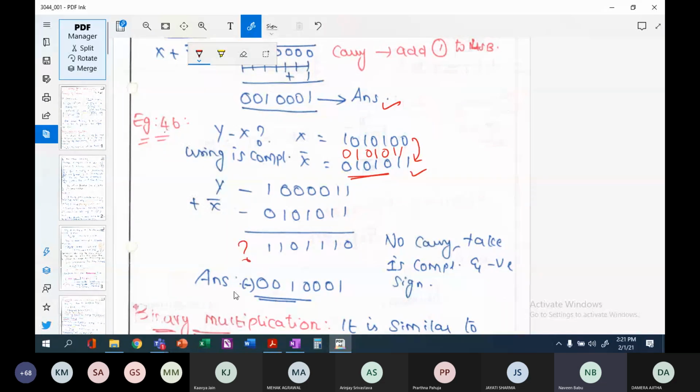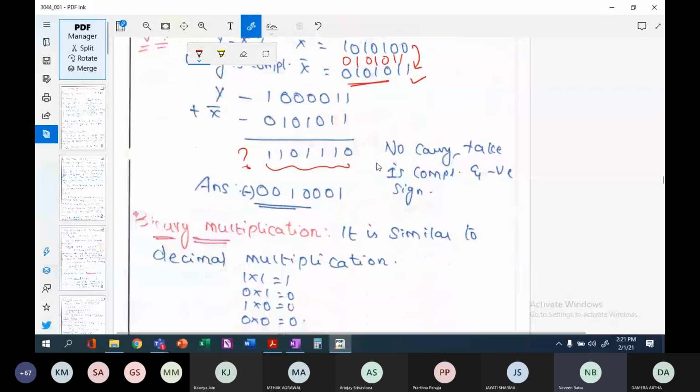There is no carry here. So if you don't get a carry, you will take a further complement of this one. So what is the further complement of this number? It is 0, 1 becomes 0, 1 becomes 0, 0 becomes 1, and 1 1 1 becomes 0 0 0, and this 0 becomes 1, right? So this is how you perform subtraction. So we have seen how to perform addition and how to perform subtraction. Normally subtraction is performed by the complemented form.